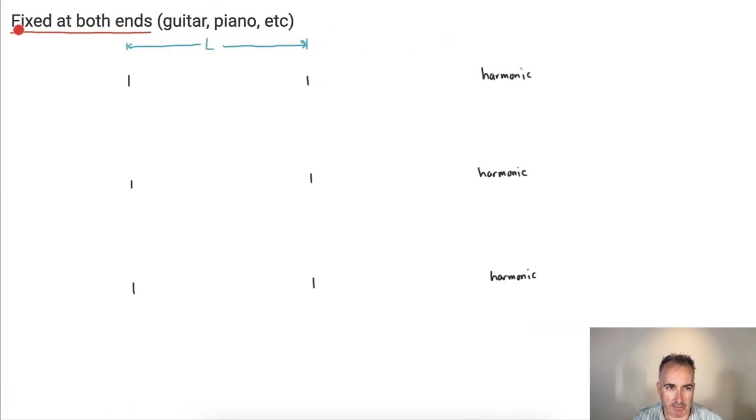So let's say we have maybe a string, for example, that's fixed at both ends. It could be like a guitar, piano, anything that's a stringed instrument. And we're going to look at these different harmonics here. So this is going to be the length of this string, and we're going to have the same length all three times. I'm just going to show you the very simplest pattern you can make. So from here, we're going to have a node here. We're going to have a node here because they're attached.